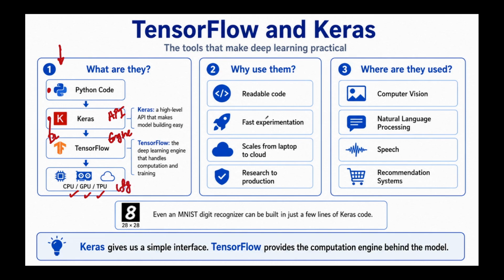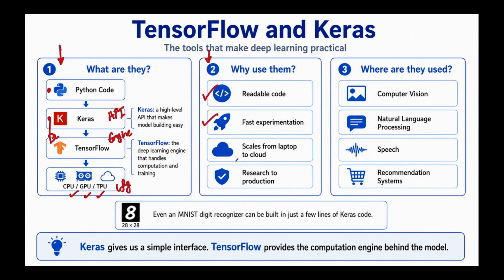Why do we use them? First, readability of the code. Keras code is clean and understandable. So when we define layers, we can almost read the models like a sentence. Second, fast experimentation. In deep learning, we often try many models. We may change the number of neurons, add dropout layers, change activation functions, or adjust the architecture. Keras makes this experimentation faster.